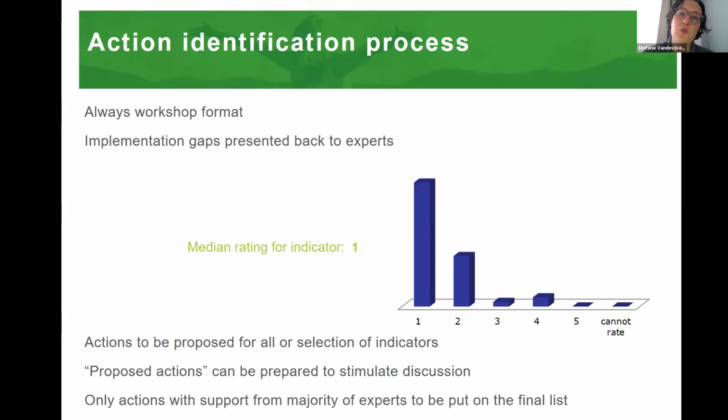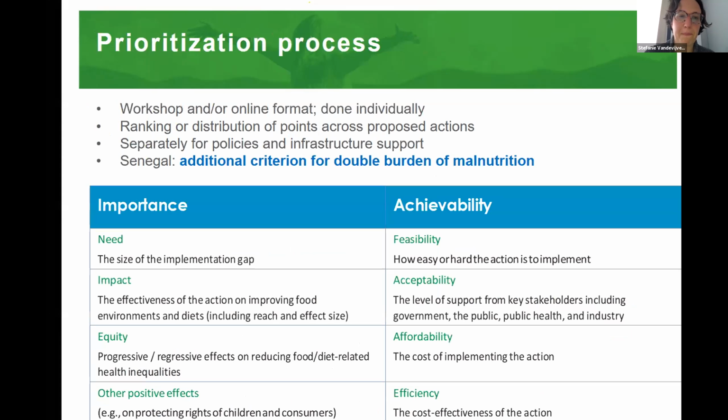There can be some discussion sometimes that not all experts agree. Sometimes a voting process is included, or actions that are supported by the majority of experts can be put on the list because there is still a prioritization exercise. But the idea is really for this to be a workshop where people go through the results and discuss together on the actions that can be taken.